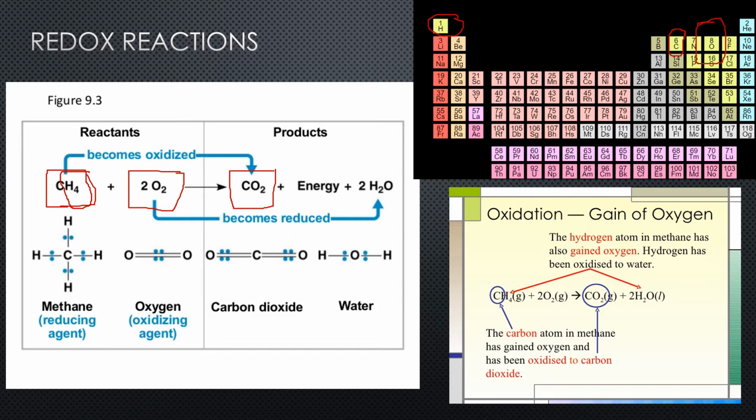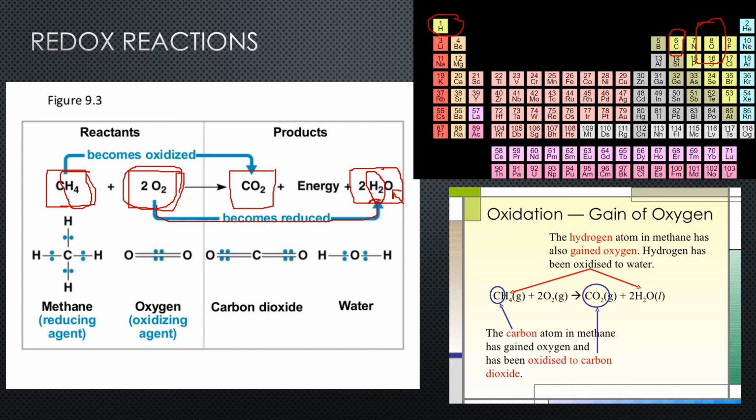The other part of this reaction is that we had oxygen atoms here, and that would be a total of 4, right? When we go to the product side of our reaction, we note that we have water. Now we have gained hydrogen atoms here and lost an oxygen atom. As we gain that hydrogen atom, we have gained electrons as well. So RIG, reduction is gain, so we have gained electrons as we have gained hydrogen atoms.